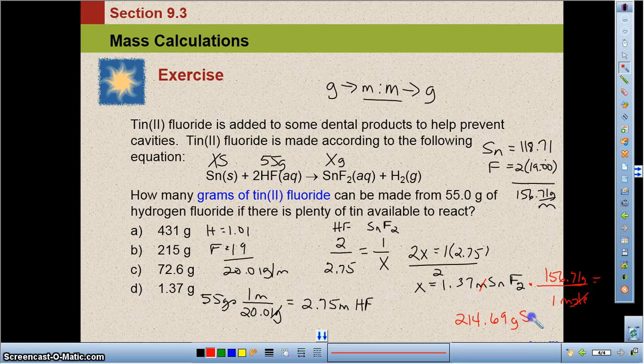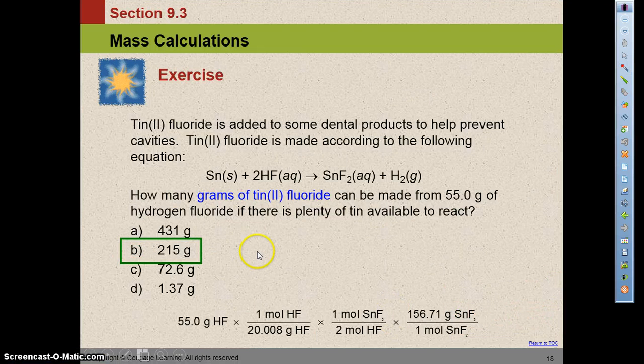grams of SnF2. So if you're doing the problem, this is your final answer. You're going to put a box around that. And if you go up here, you notice that'll round up to 215. So if we were doing this as a multiple choice question like we have on our test, our answer would be 215, or B.